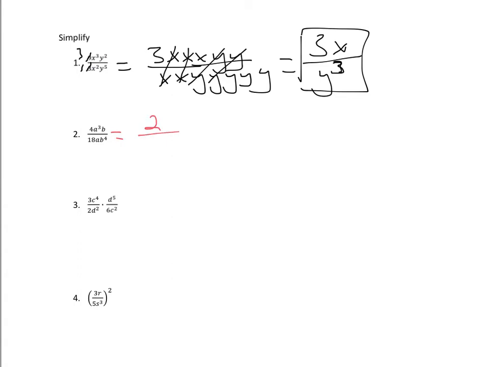And the second one, we could take a 2 out of both the 4 and the 18 to get 2 over 9. The a's, we cancel 1 from top and bottom. We're left with 2 of them on top. You cancel 1 b from both. You're left with 3 b's on bottom. And that's what it looks like.